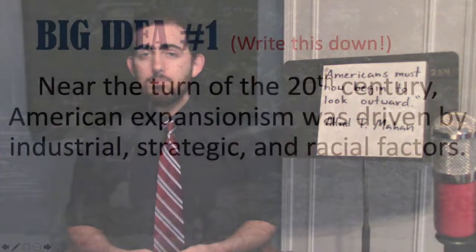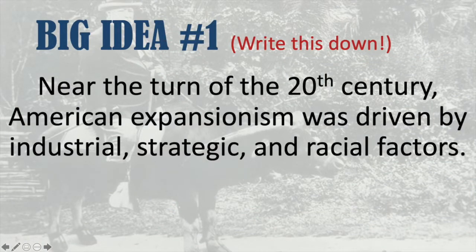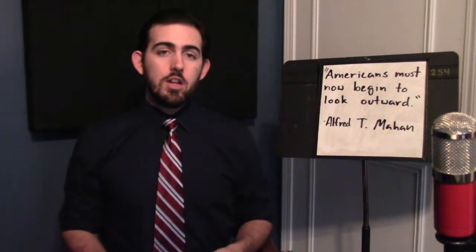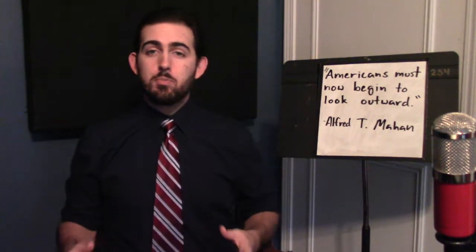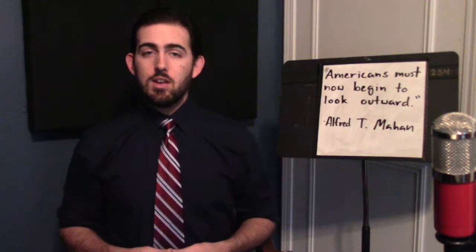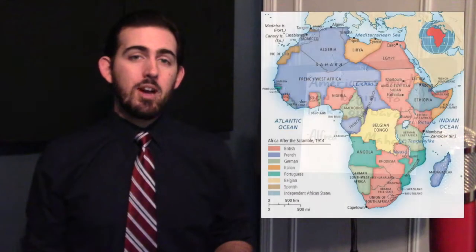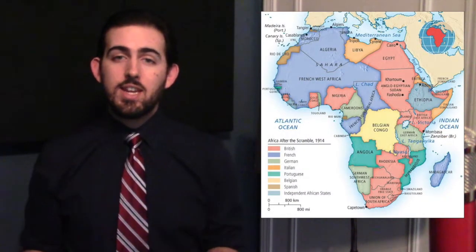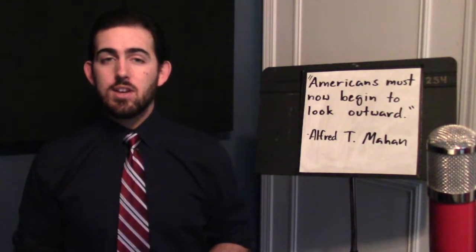Our first big idea outlines the major causes for American imperialism in the late 1800s. Near the turn of the 20th century, American expansionism was driven by industrial, strategic, and racial factors. To be clear, the United States was not the only nation looking to expand its empire in the late 19th century. European countries were also heavily involved in empire building. You may remember learning about the Scramble for Africa or the Raj in India in your world or European history class. And as it turns out, the imperial motivations for Americans mirrored the Europeans.